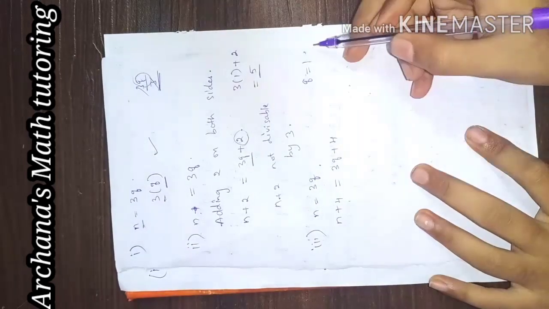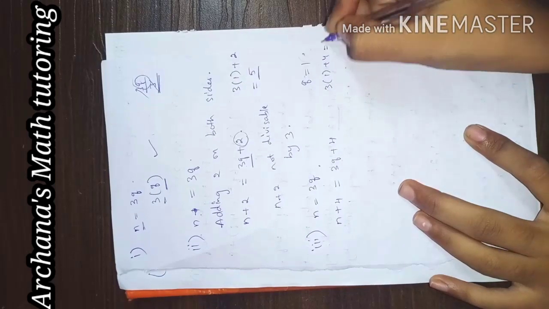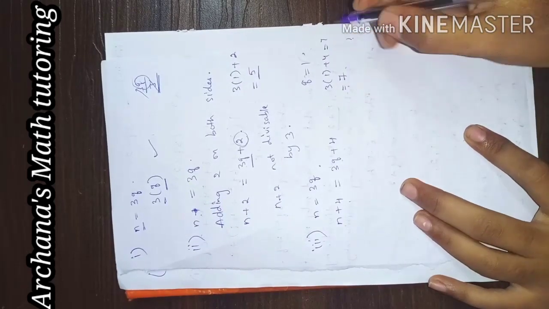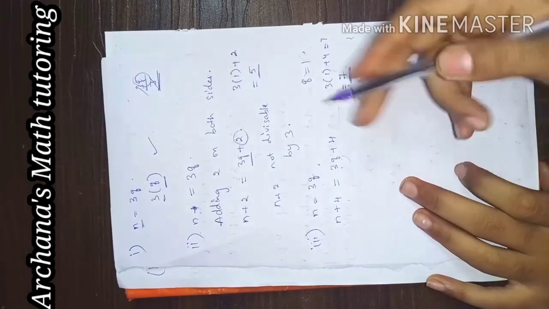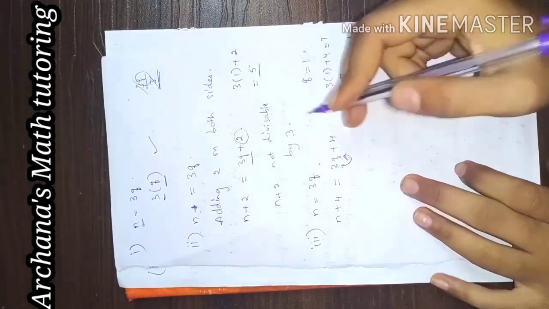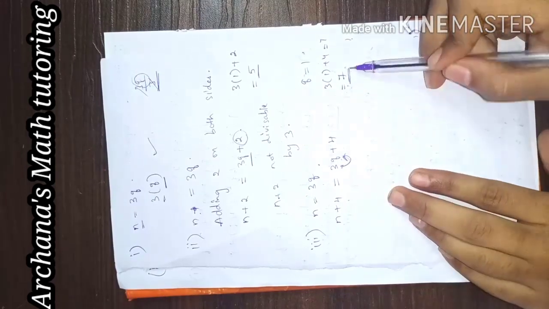So whenever you substitute q is equal to 1, this is 3 into 1 plus 4, which is equal to 7. This 7 is never divisible by 3. So any number when multiplied by 3 and added by 4 is never divisible by 3.